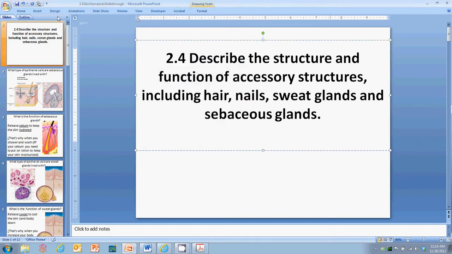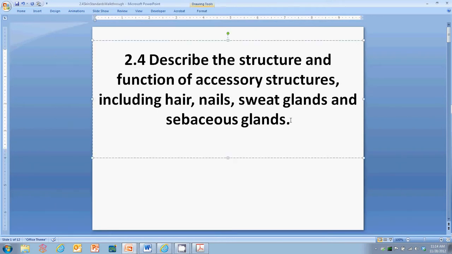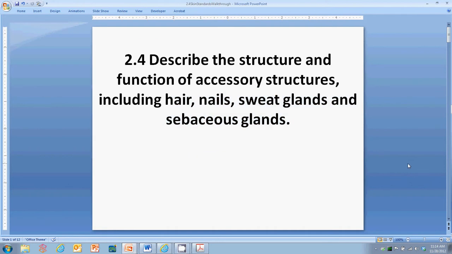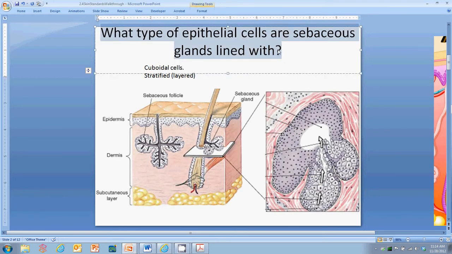Standard 2.4, describe the structure and function of accessory structures, including hair, nails, sweat glands, and sebaceous glands. What type of epithelial cells are sebaceous glands lined with?